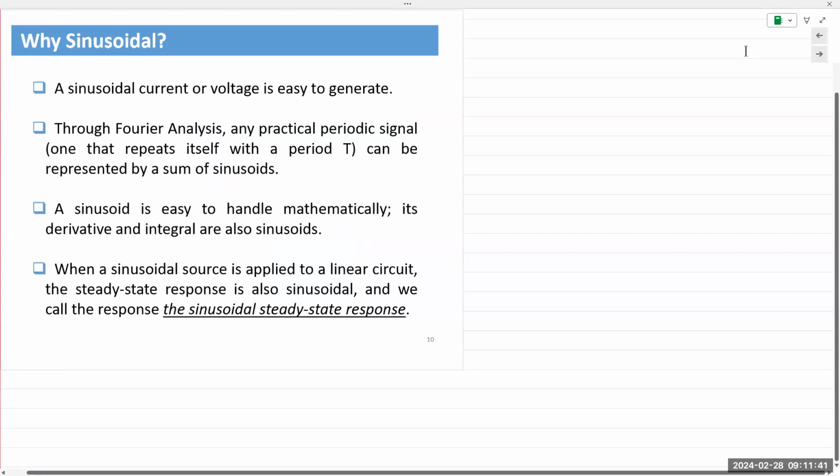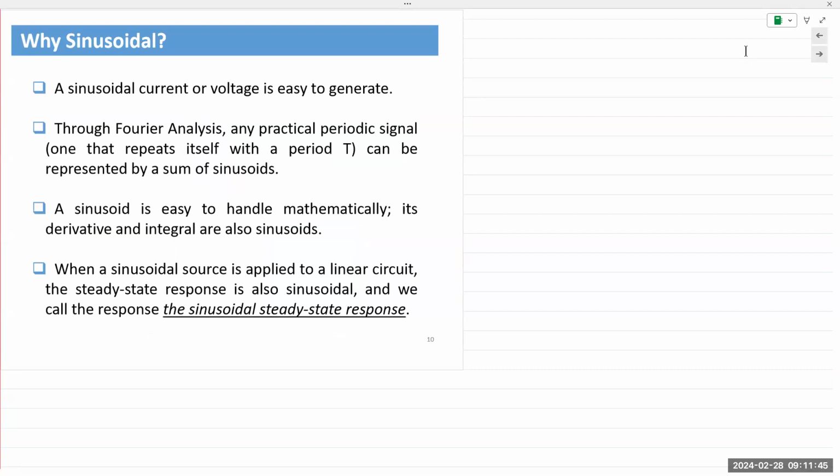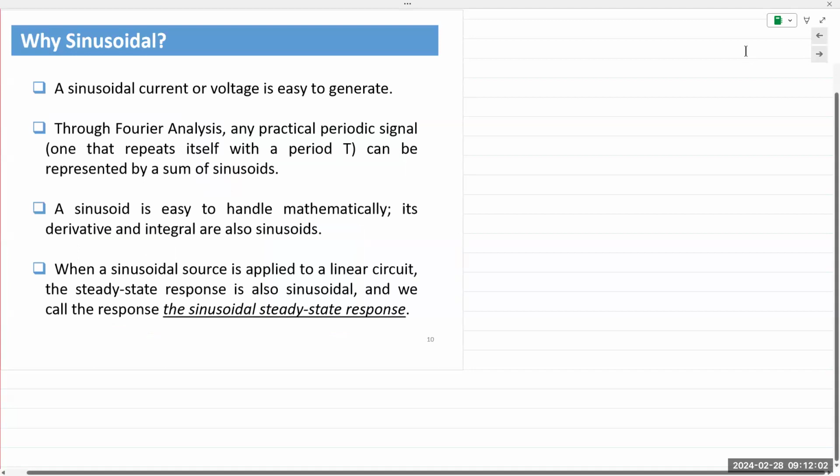So why do we use sinusoidal shapes? Well, that's the most common voltage or current form that we have today. All AC power that we receive from our power outlets, whether in the homes or commercial spaces, is all sinusoidal in shape. Okay, a sinusoidal current or voltage is very easy to generate.